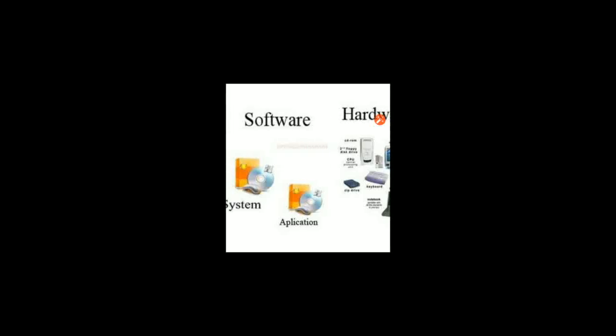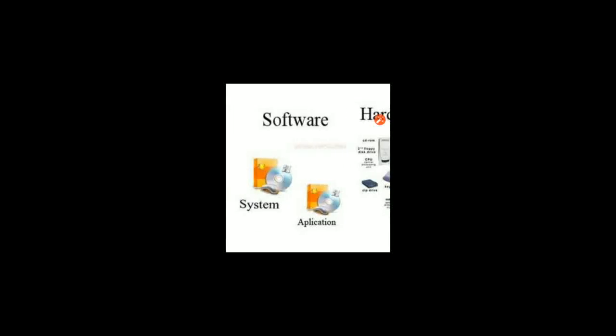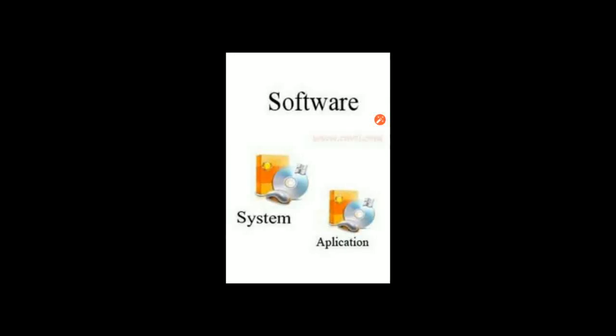Now, computer software can also be categorized into different categories. Computer software is broadly divided into two categories. One is system software, another one is application software. What is system software? System software is software that helps the computer, that means it helps in the computer's internal functioning, how the computer will work. This is computer-friendly software.